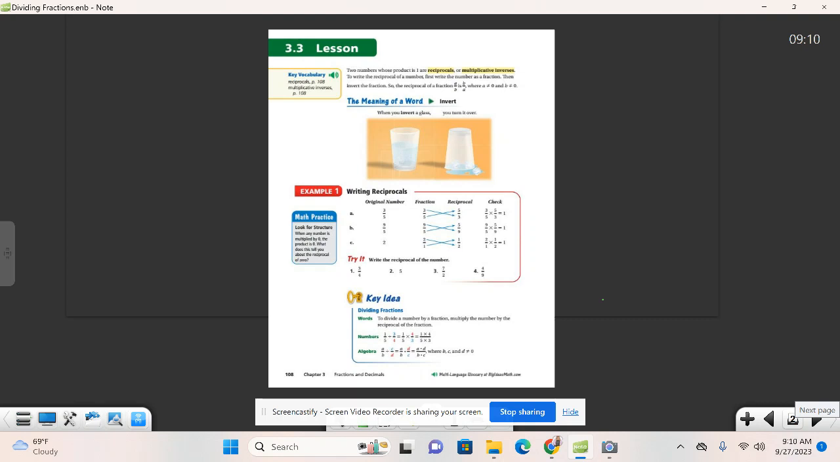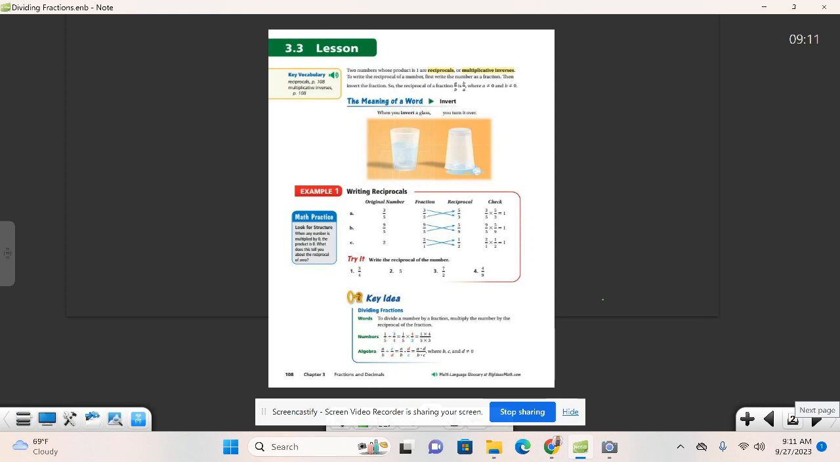Alright, so we're going to be on the 3.3 lesson, so you should have out your cream-colored notes. We're going to be talking about dividing fractions for the next 2 days. It's pretty much if you can multiply fractions, you can divide fractions, okay? The biggest thing with dividing fractions is you have to invert or find the reciprocal of the second fraction. So the reciprocal or to invert, they give you a picture right here with some glasses.